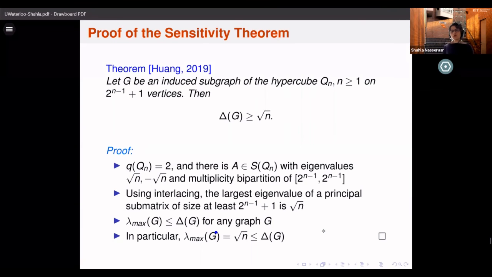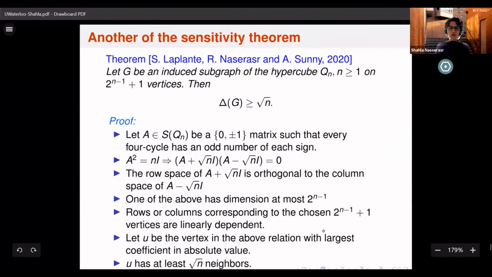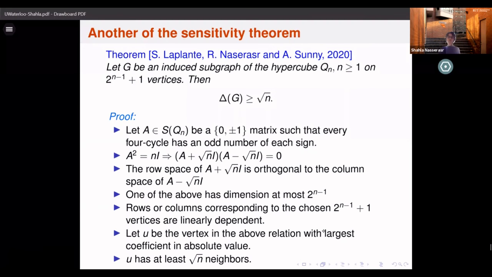So Huang proved this. I had no idea about the sensitivity conjecture until then. And since then, I've seen several nice or shorter proofs. And I'll show you one of them because it's also a really basic proof. It's using some elementary linear algebra. The exact same statement, but a different proof. So what they do, by the way, that is my brother who was a postdoc at Waterloo at some point.